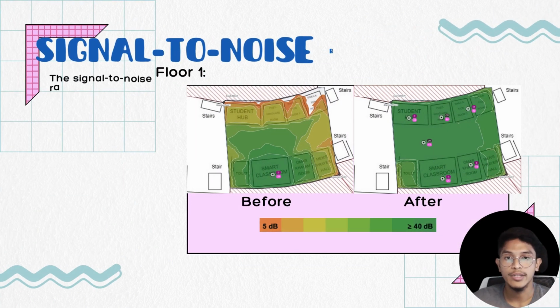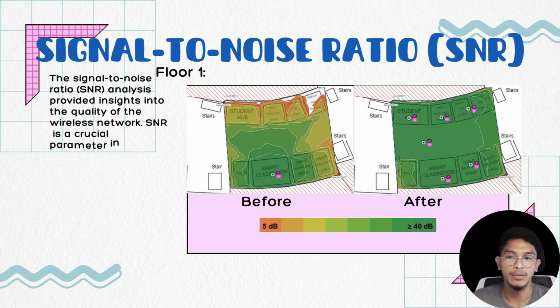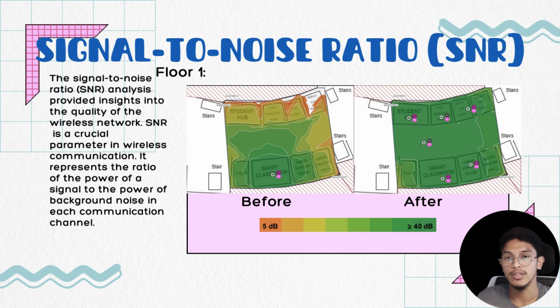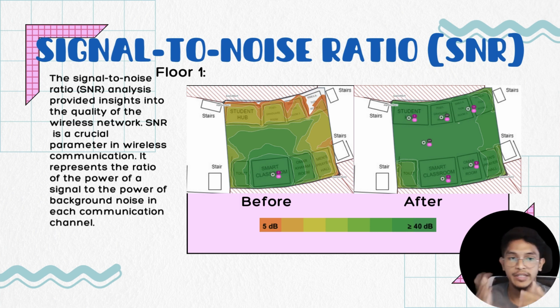In the signal to noise ratio analysis, that is SNR, it provides us with insight into the quality of the wireless network. SNR is an important parameter in wireless communication. It represents the ratio of the power of the signal to the power of the background noise in each communication channel. In the context of wireless communication, the signal is the information delivered, while noise is the unwanted disturbance or interference that can decrease the quality of the signal.